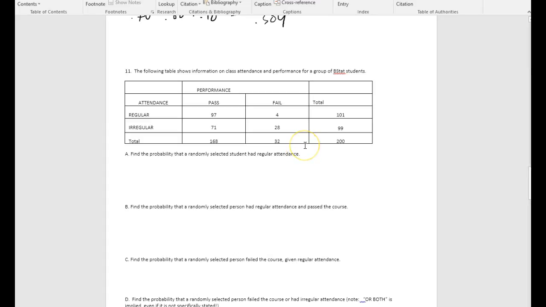The following table shows information on class attendance performance for a group of business stats students. Find the probability that a randomly selected student had regular attendance. So this is just going to be marginal probability. For regular attendance, we would just go over here and find regular attendance. This is going to be 101. So the probability of R is equal to 101 over 200, or 0.505.